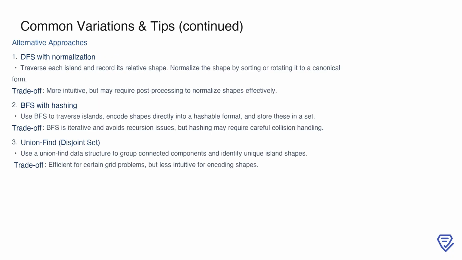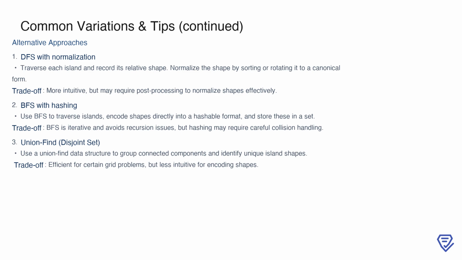Finally, let's explore some alternative approaches to solving this problem. One option is using DFS with normalization. Here, you traverse each island and record its relative shape. To ensure consistent comparison, you normalize the shape by sorting or rotating it into a canonical form. This method is intuitive but may require extra post-processing to handle normalization effectively.